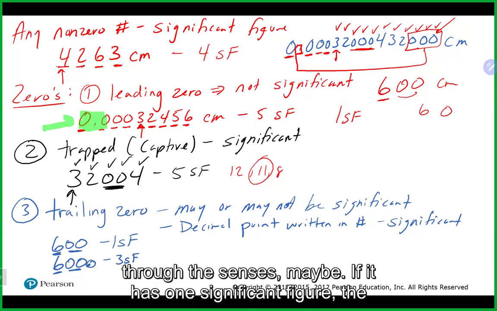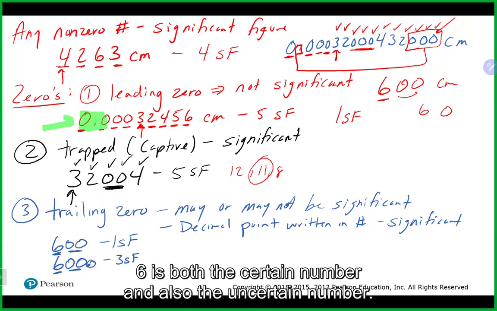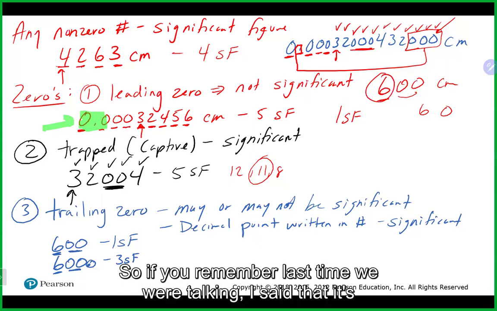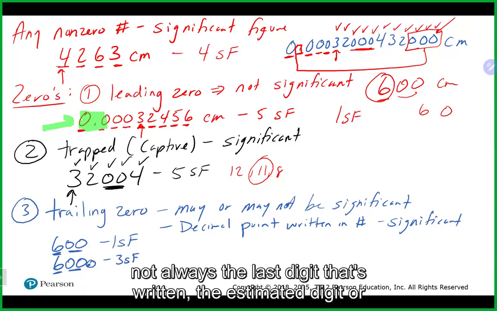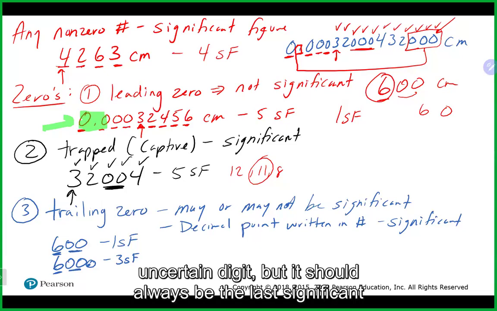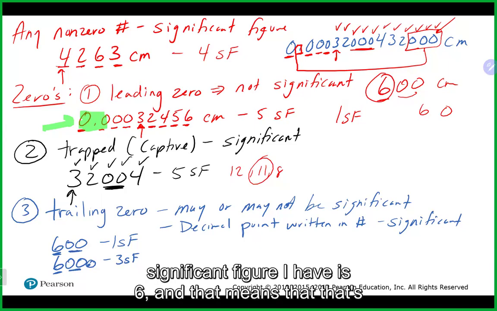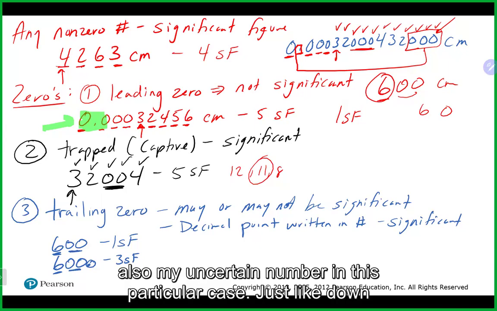Because this has 1 significant figure, the 6 is both the certain number and also the uncertain number. So our estimation would be that digit right there. If you remember last time we were talking, I said that it's not always the last digit that's written that is the estimated or uncertain digit, but it should always be the last significant figure that you have. So in the case of the 600, the last significant figure I have is 6, and that means it's also my uncertain number in this particular case.